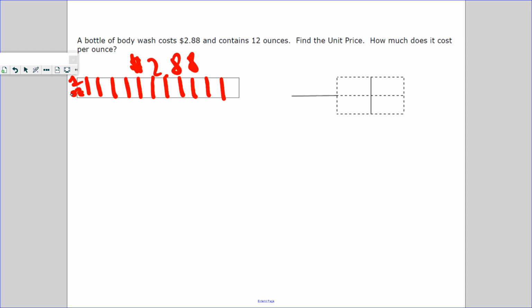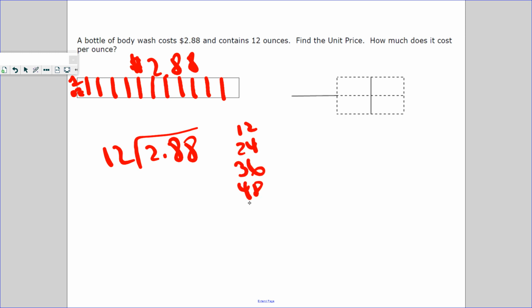So how much does it cost for this 1 ounce? Can I break this $2.88 into how many sections? 12 sections. I do not know my 12s, so I'm going to write out my 12s right here on the side. 12, 24, 36, 48, and I'll stop at 60. How many 12s go into 2? None.